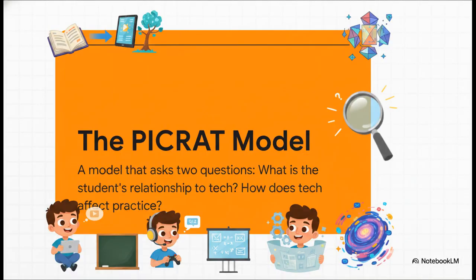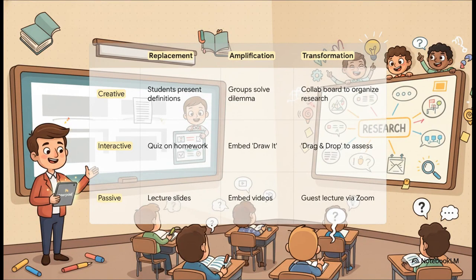So, the PICRAT model is basically a grid that's built from these two simple questions. The first question is all about the student. Are they being passive, just watching? Interactive, maybe doing a quick digital quiz? Or are they being creative, using the tech to make something? And the second question looks at what the teacher is doing. Is the tech just a replacement for an old tool? Does it amplify the lesson, or does it totally transform it? And this grid right here shows you just how powerful this way of thinking is.